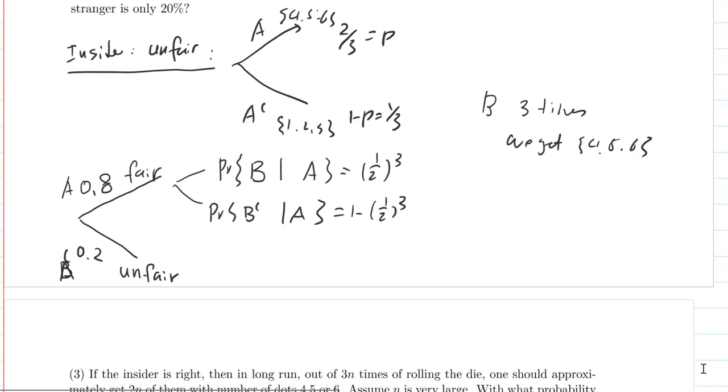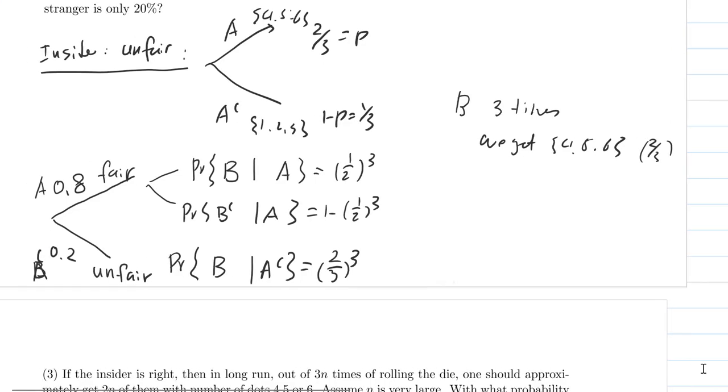Okay. Let's look at what if it's unfair. Unfair means that on the event 4, 5, 6, we will have 2/3 probability. And on the other 3 dots, the 1, 2, 3 cases, we have 1/3. So given that this die is unfair, what's the probability we can get B over here? And that's going to be 2/3 cubed. Okay, 2/3 cubed.